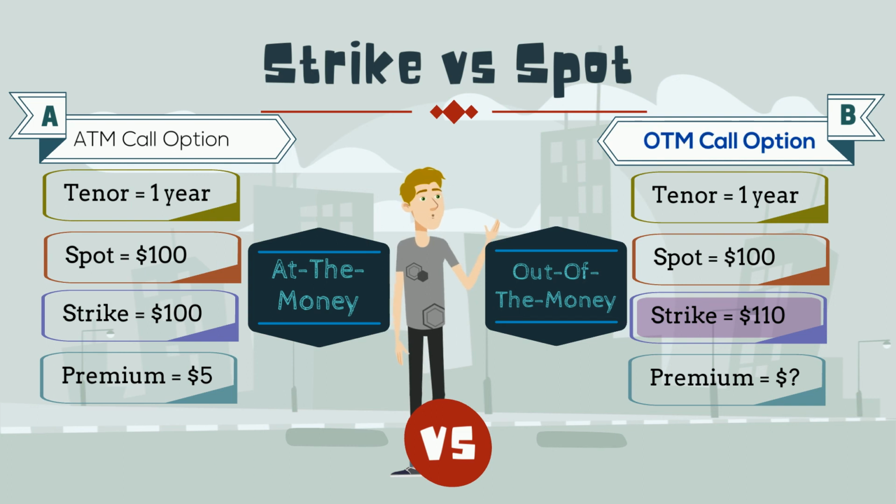Here's an easy way to remember the terms. If the OTM call option expires today, and the stock price is at $100, the buyer would not exercise the option to buy the stock at $110 when he can buy it on the exchange for $100. So the strike is out of the money.